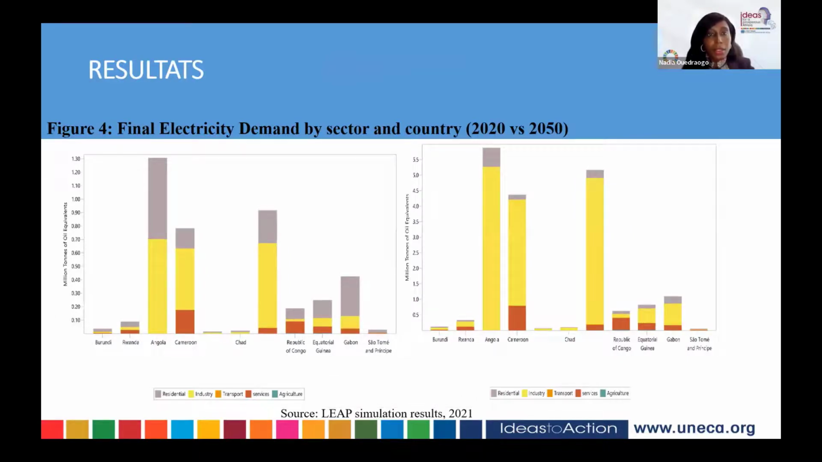This is the final electricity demand by sector and by country, 2020 against 2050. It is projected that until 2050, the industry sector, due to its expected growth in the coming years, will outpace the residential sector. It's not really visible here as a total by country. You can see that on the 2020 graph, residential sector demand is higher for almost all the countries. But in 2050, the industry sector demand will outpace the residential sector.